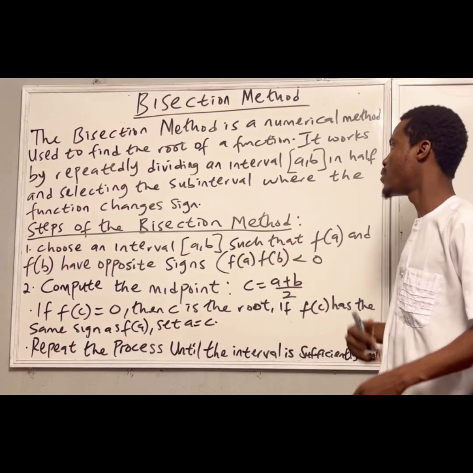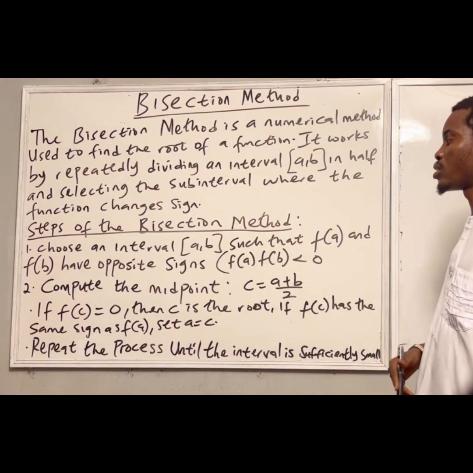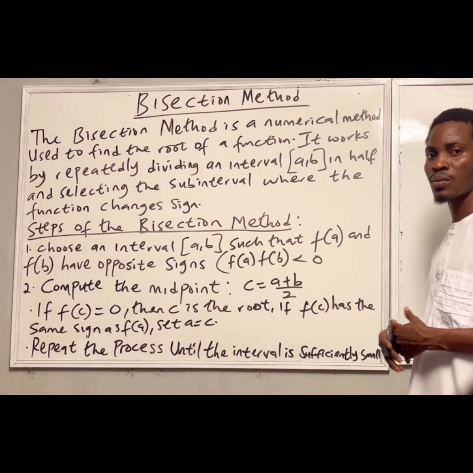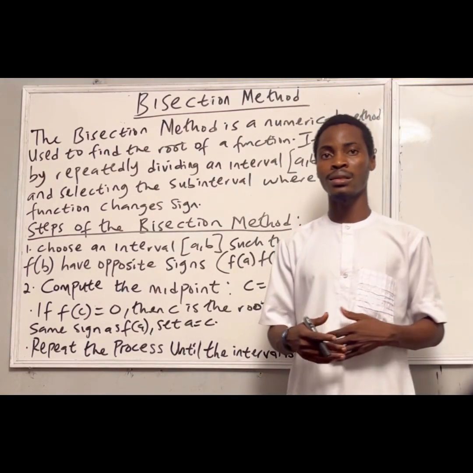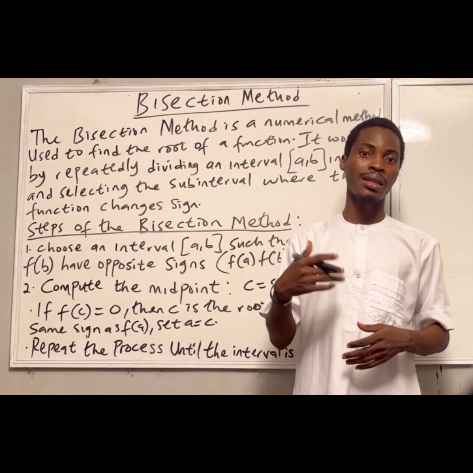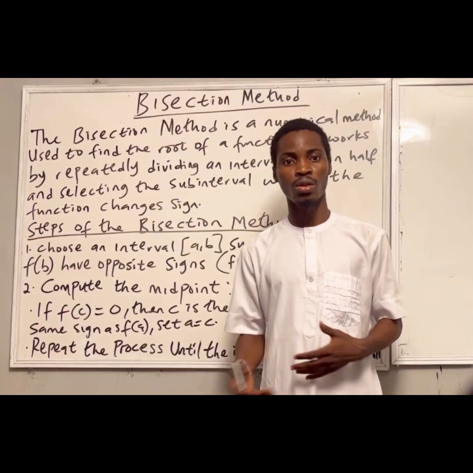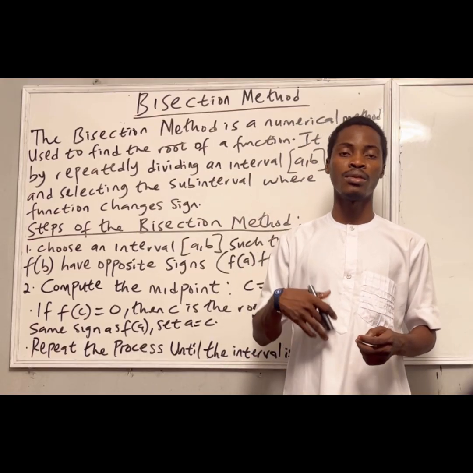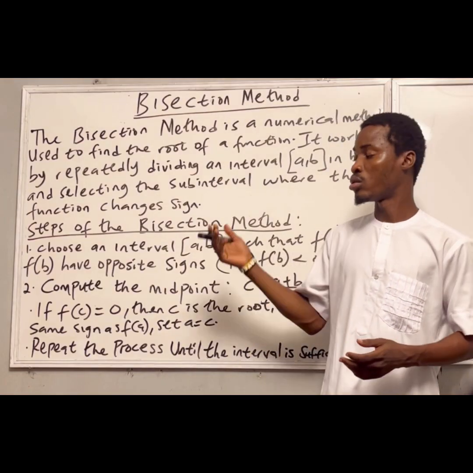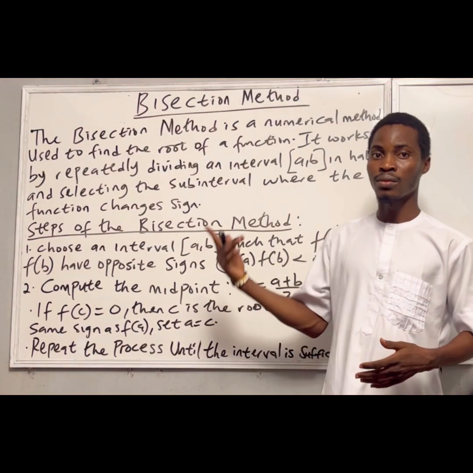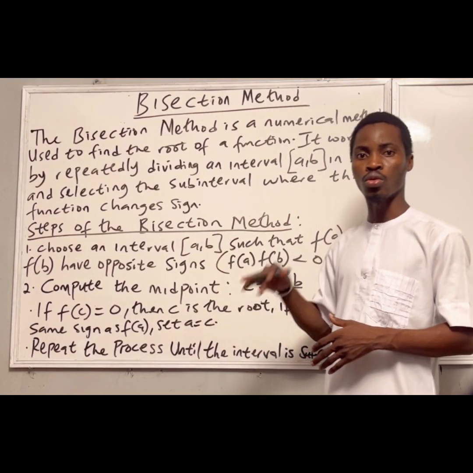It works by repeatedly dividing an interval a and b in half and selecting the subinterval where the function changes sign. In numerical analysis, which deals with numbers, there are some methods that we need to consider. We have the bisection method, the regula falsi method, Newton's method, and the secant method. There are a lot of methods we can use to solve numerical analysis problems. So today we are looking at the bisection method.